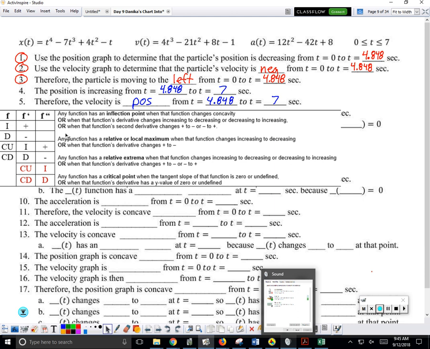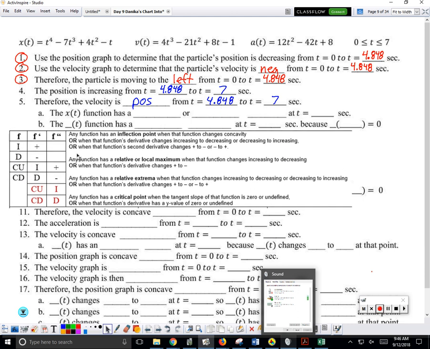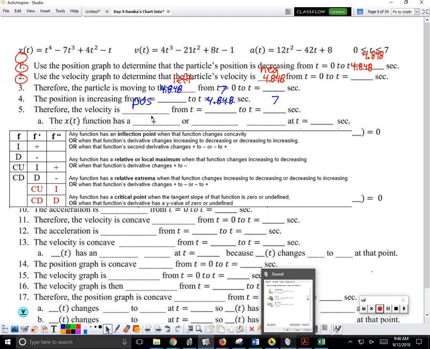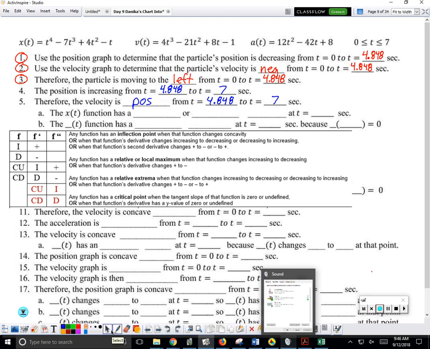Okay, next thing. Slide this down a little bit. Okay, the A and B there I added, so you'll have to write those in. Sorry, it just occurred to me after I'd already made the copies. The x of t function, that's position, we discussed this just a moment ago, has a local or relative min at 4.848.